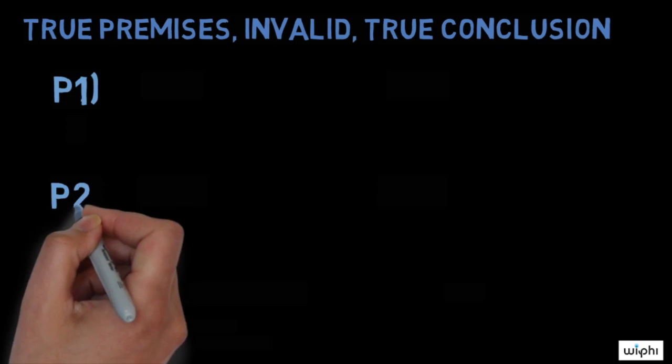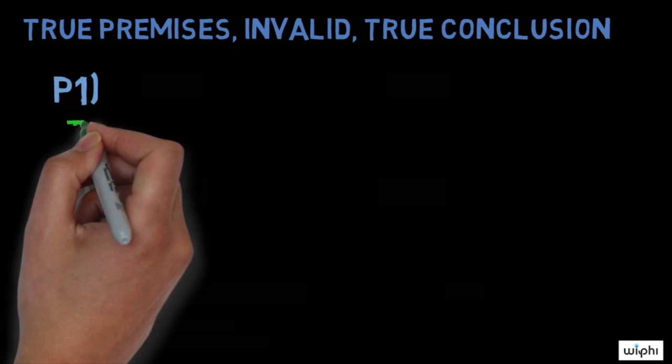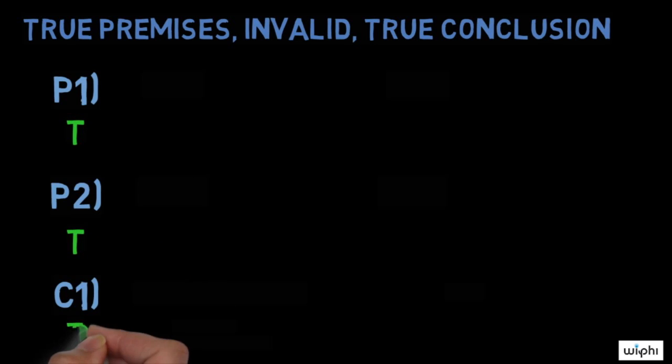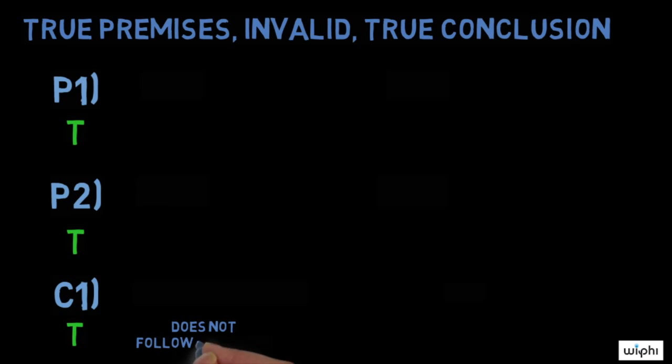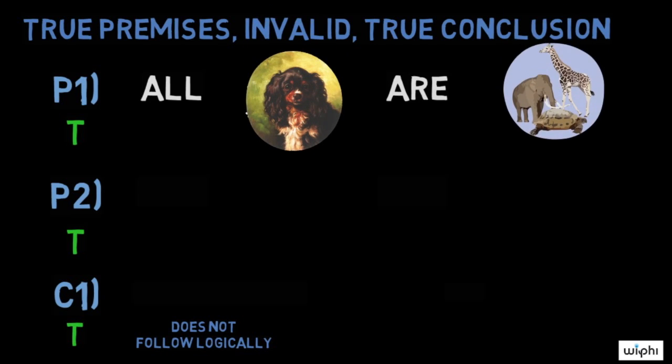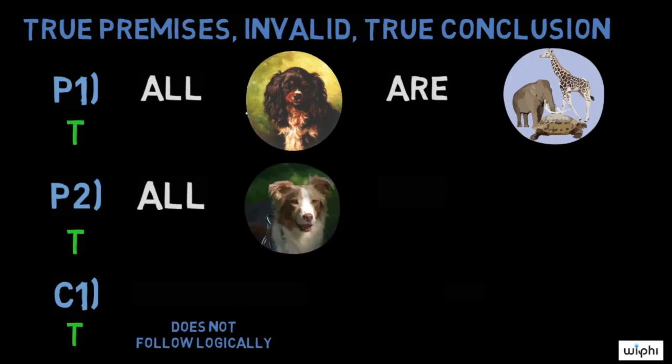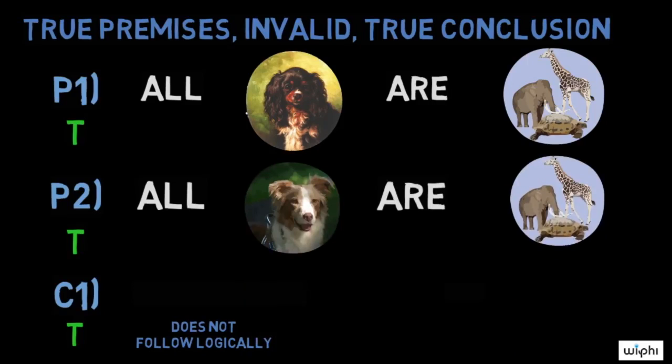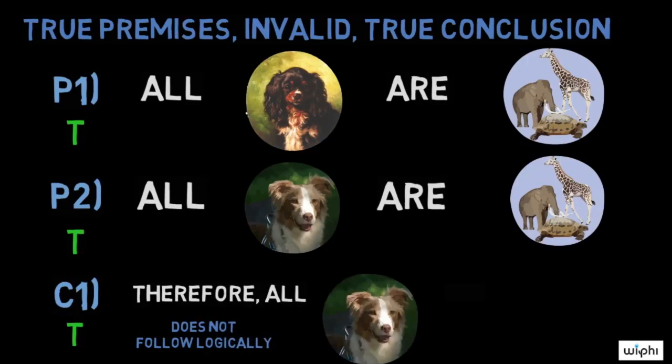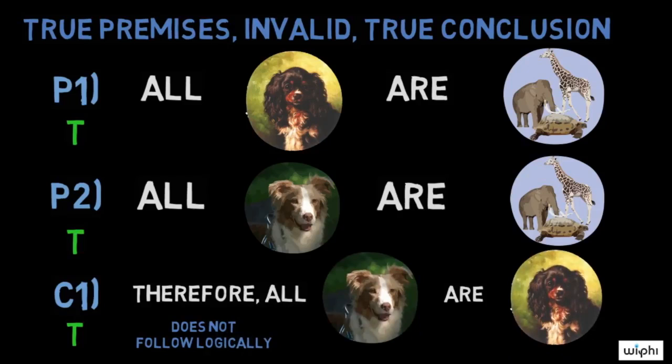However, sometimes arguments can have true premises as well as true conclusions, but still be invalid because the conclusions do not follow logically from them. Here is an example of such a case. Premise 1. All dogs are animals. Premise 2. All Australian shepherds are animals. Conclusion. Therefore, all Australian shepherds are dogs. Because of this, it is important that we are careful to ensure that the conclusion really does follow from the premises under consideration when we are evaluating an argument.